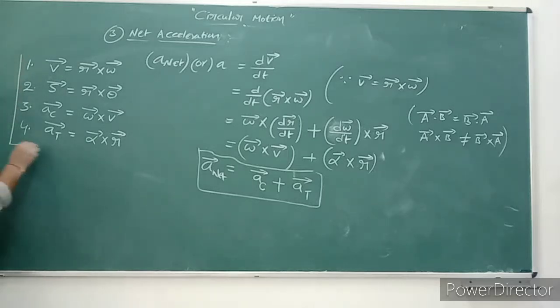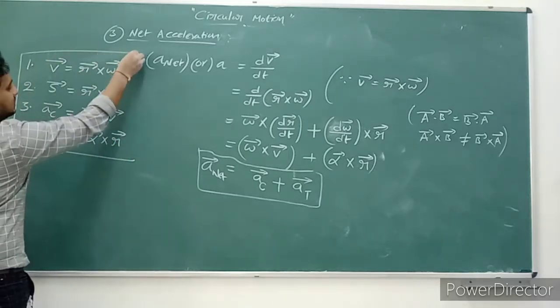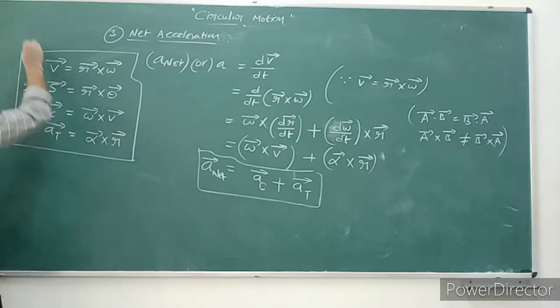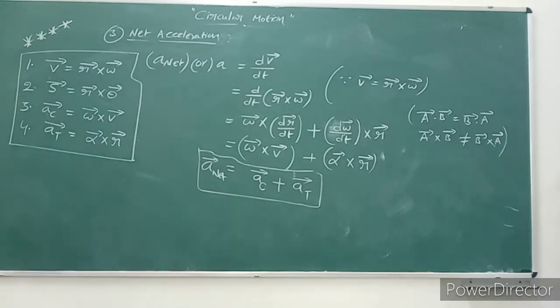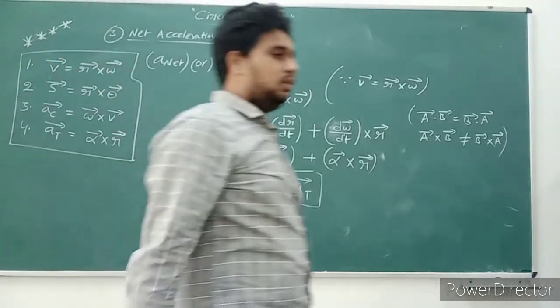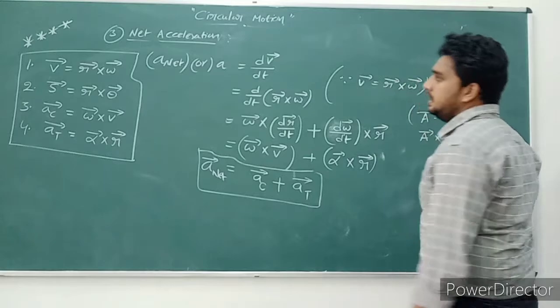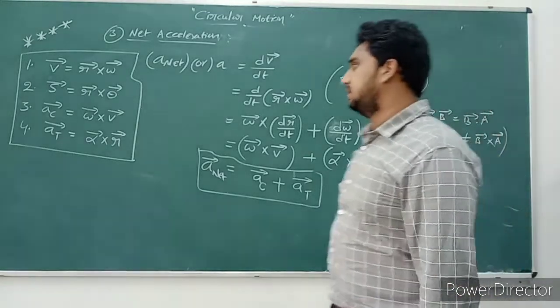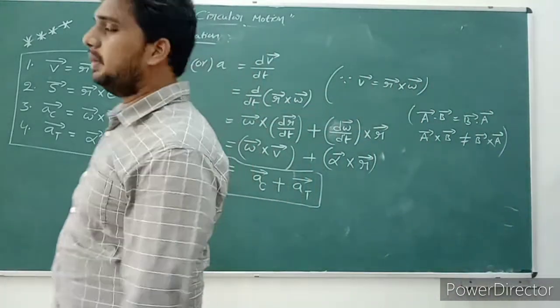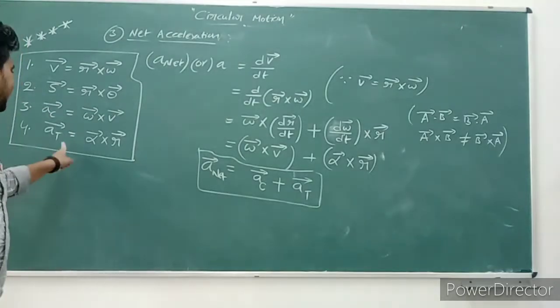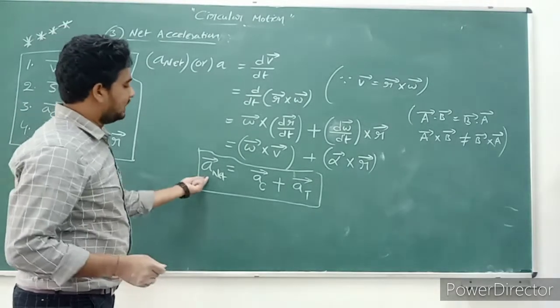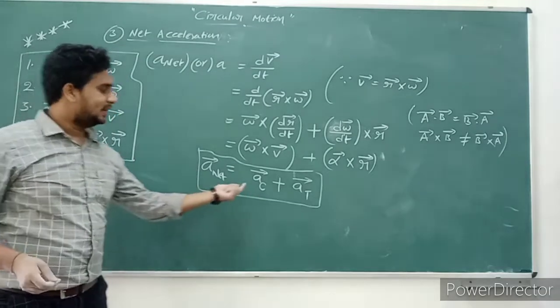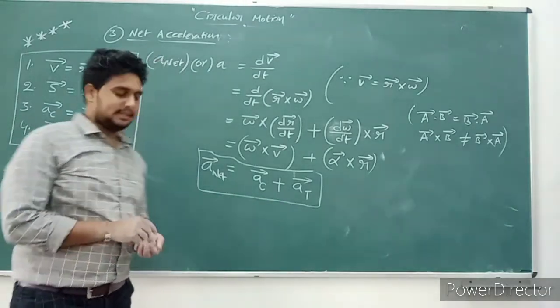Keep these four on the side. These are all asked in examinations. V bar is equal to R bar cross omega bar. S bar is equal to R bar cross theta bar. AC bar is equal to omega bar cross V bar, and AT bar is equal to alpha bar cross R bar. From this, net acceleration is equal to centripetal acceleration plus tangential acceleration.